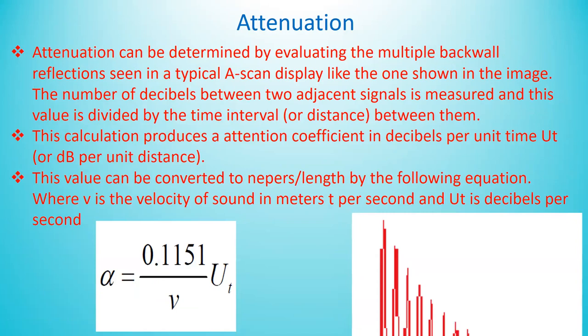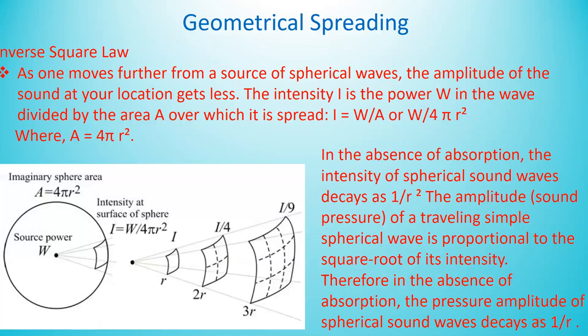Attenuation can be determined by evaluating the multiple backwall reflections in a typical A-scan display like the one shown in the image. The number of decibels between two adjacent signals is measured, and this value is divided by the time interval or distance between them. The calculation produces the attenuation coefficient in decibels per unit time, or dB per unit distance. This value can be converted to nepers per length by the following equation: 0.1151 times the dB value.